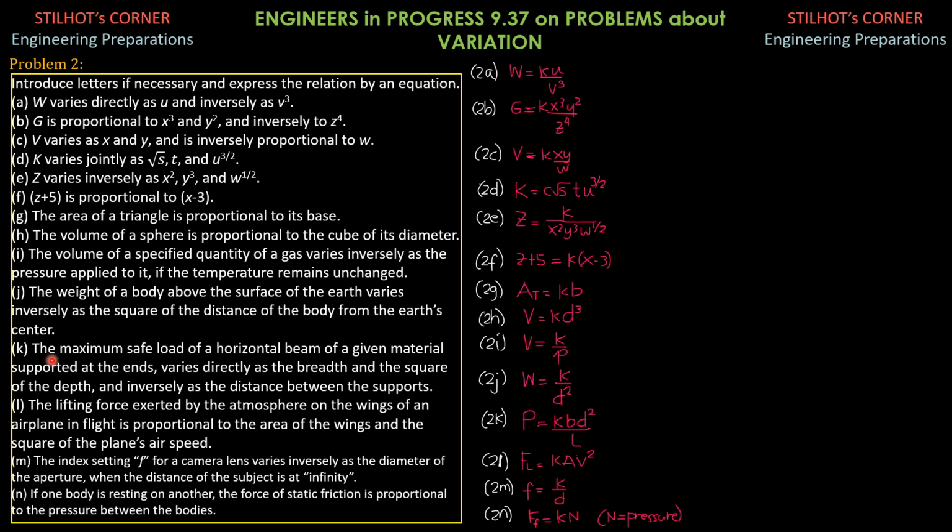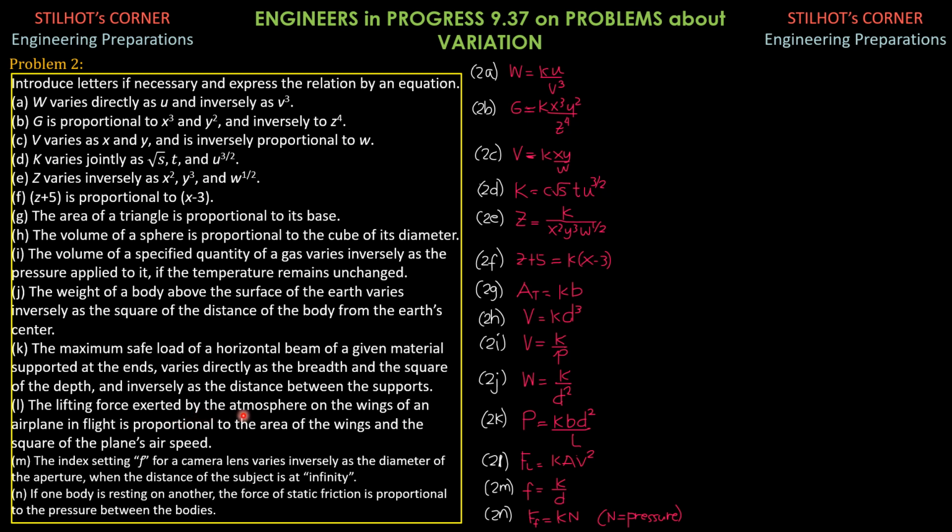K, the maximum safe load of a horizontal beam of a given material supported at the ends varies directly as the breadth and the square of the depth, and inversely as the distance between the supports. So load P is equal to constant of proportionality times the breadth and the square of the depth of the cross section, then inversely as the distance between the supports, which is denoted by L in this case.